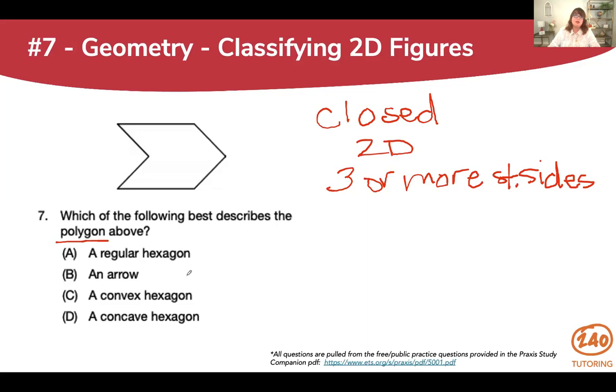Now, the other word you see here is hexagon. So let's talk about a hexagon. A hexagon, it has an X in it that gives you a clue that it is a 6-sided figure. So let's verify this is a hexagon first. We have 1, 2, 3, 4, 5, 6 sides. All right, so it is a hexagon, which means we can rule out arrow. All right, arrow is not really a mathematical term anyways. So we've got it narrowed down to regular hexagon, convex hexagon, and concave.